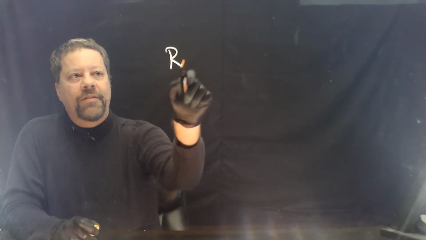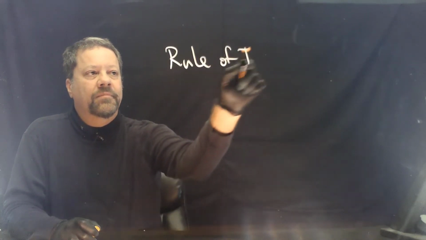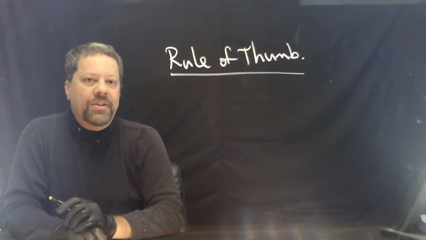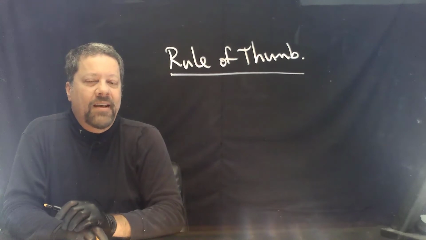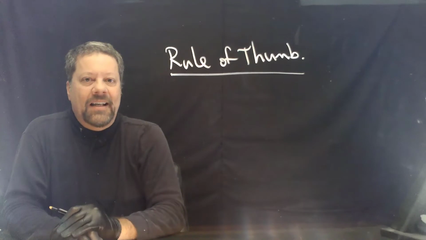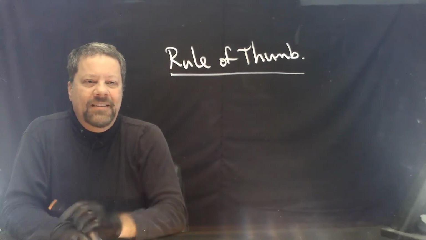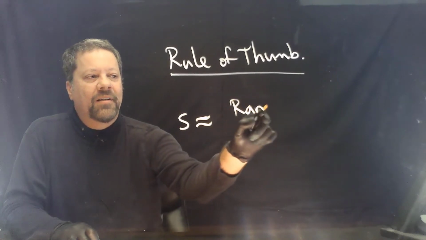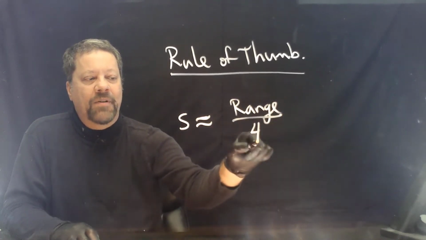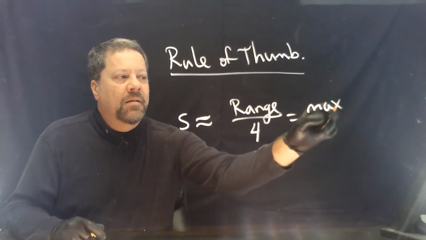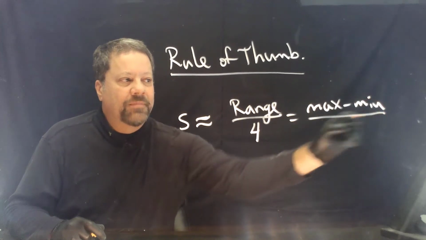Because of the empirical rule, we have something called the rule of thumb. Again, the rule of thumb will only work for bell-shaped distributions. It's a way of quickly and cheaply and dirtily estimating the standard deviation. The standard deviation is approximately the range divided by 4. The range is the maximum minus the minimum, you'll recall.